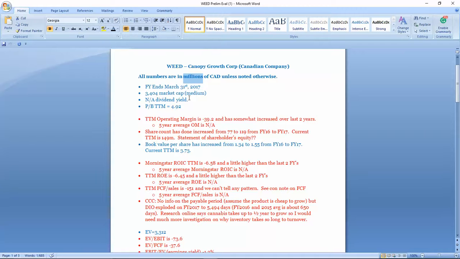So you need to know where the decimal place is at all times when you're doing your analysis, and that's why I automatically put it at the top right away. If this was a nano cap, this would be in thousands. If this was a mega cap, this would be in billions.